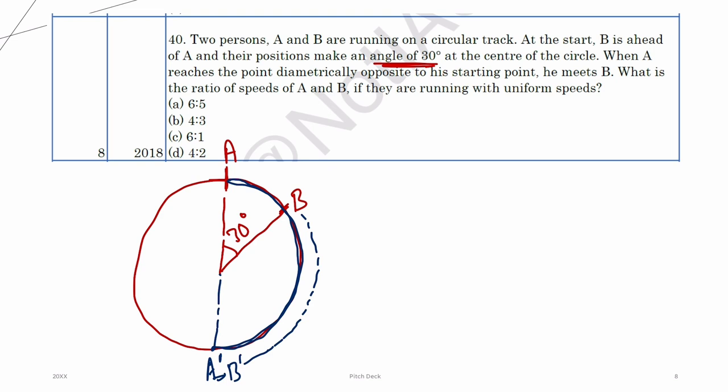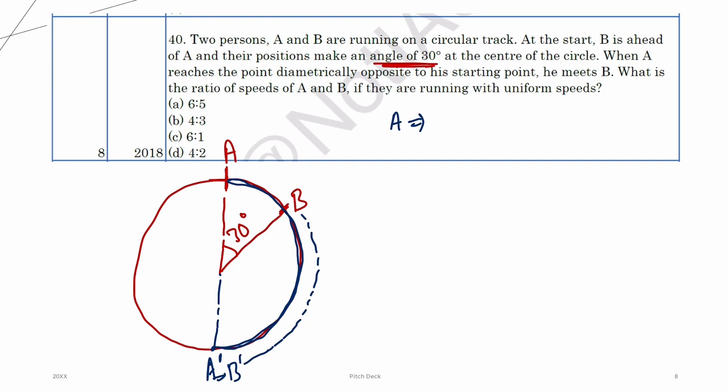Now, since both have taken the same time, we just need to know the distance covered by A and the distance covered by B, and that is when we can find the ratio of their speeds, right? Distance covered by A, right? So let's say the distance covered by A is how much? We can say it's a half circle.